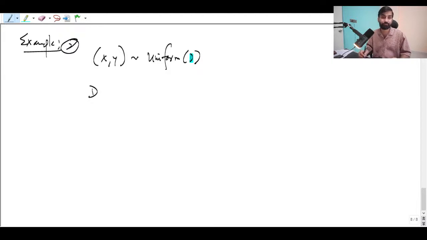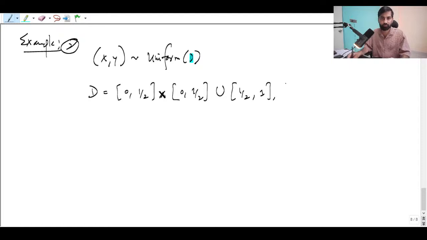So D is given like this, and the region is defined like this. It is not the unit square now. Suppose x takes values between 0 to 1 by 2 and y takes values between 0 to 1 by 2, union, x takes 1 by 2 to 1 and y takes the value 1 by 2 to 1. So this is D. We have defined this D.